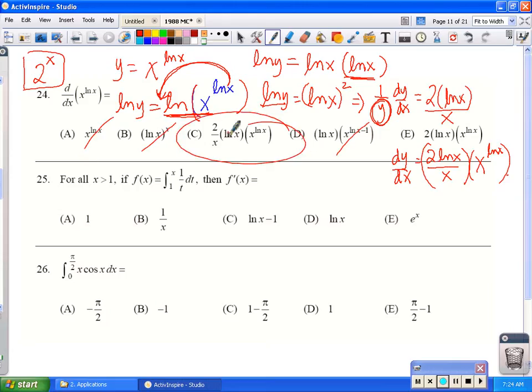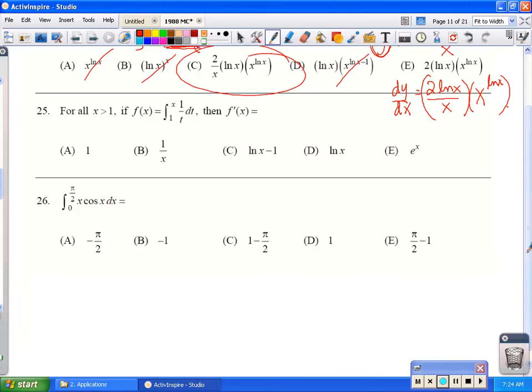Number 25, we're finding the derivative of a definite integral. So take out the t, put in the new function, and multiply by the derivative of the new function. So number 25 is B. 26, we're finding an antiderivative. All right, this is an old concept. It is the integration by parts, which we no longer have to do in the AB class. So you may ignore number 26.